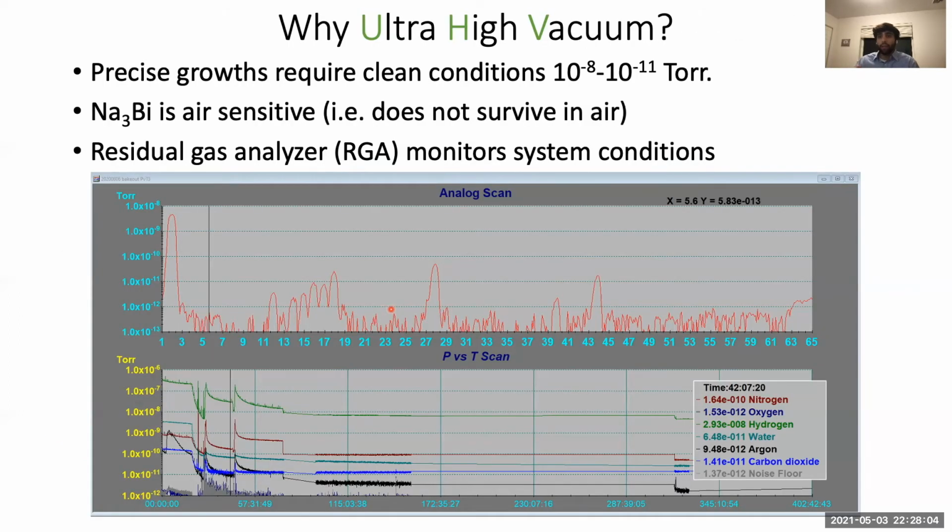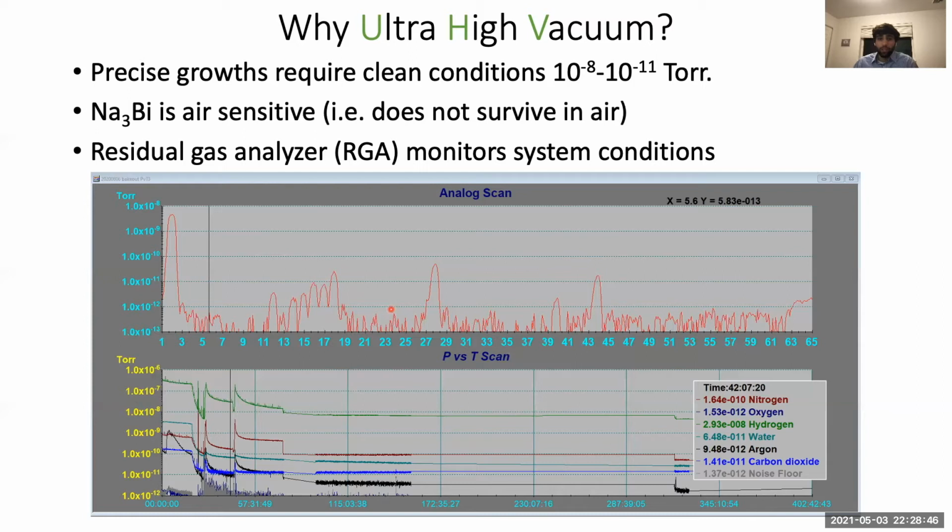So why is our entire system under ultra-high vacuum? Well, growing sodium bismuth isn't easy and requires these special conditions since it is air sensitive and also extremely thin. This is why every growth from start to finish needs to take place under ultra-high vacuum conditions. In ultra-high vacuum, pressures are on the order of 10 to the minus 8 to 10 to the minus 11 torr. Just to put that in perspective, the atmospheric pressure, which we live and breathe in, is around 760 torr. So this is several orders of magnitude lower than what we're used to.